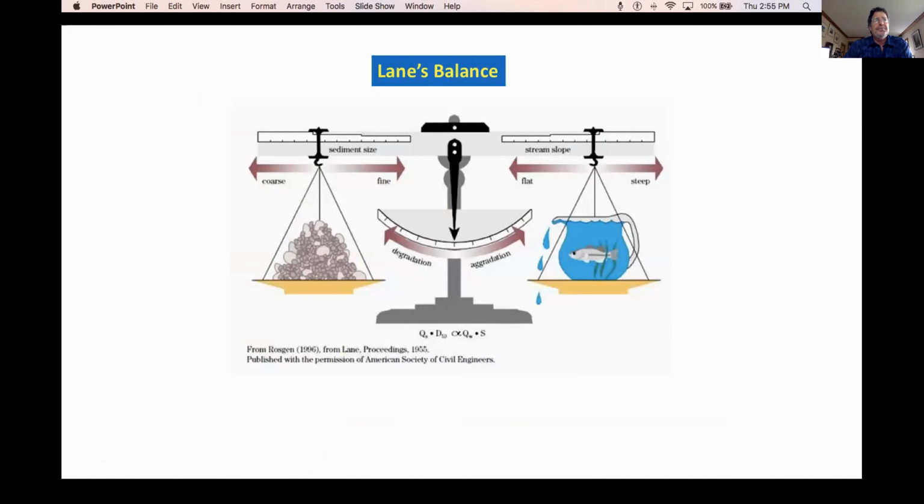And then Lane, back in 1955, followed by Rosgen, created this thing called Lane's balance, that there's a relationship between soil movement or deposition and water. So let's say you add more water coming down the watershed. What would create more water coming down the watershed? Anybody answer that?